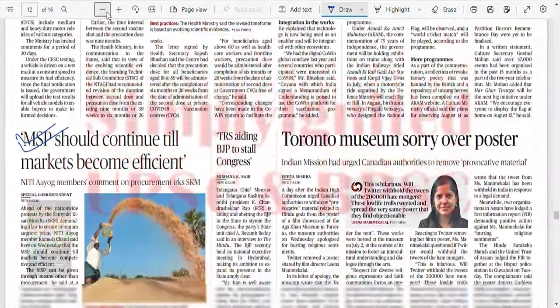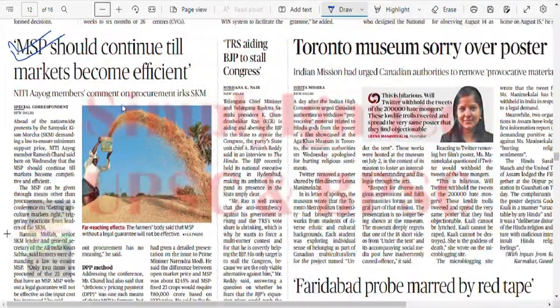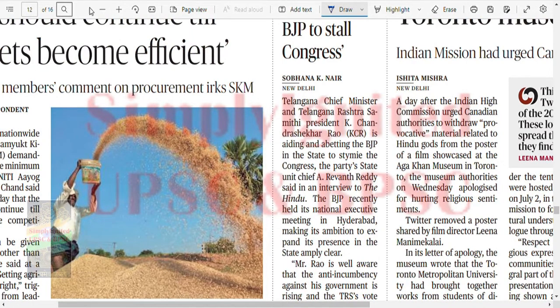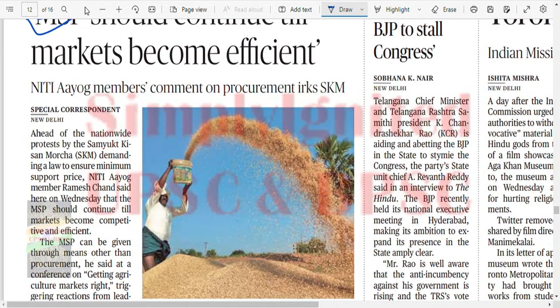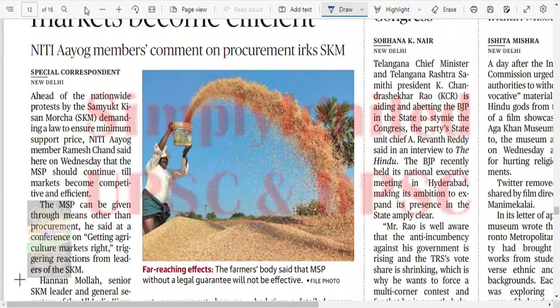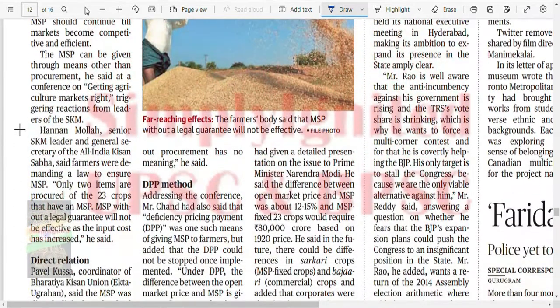Yes, MSP should continue till market become efficient. Niti Aayog member comment on procurement is SKM. Okay, ahead of nationwide protest by SKM demanding a law to ensure minimum support price, Niti Aayog member Ramesh Chand said here on Wednesday that MSP should continue till market become competitive and efficient. MSP can be given through means other than procurement, he said. Getting agricultural market right, triggering reaction from leaders of SKM.